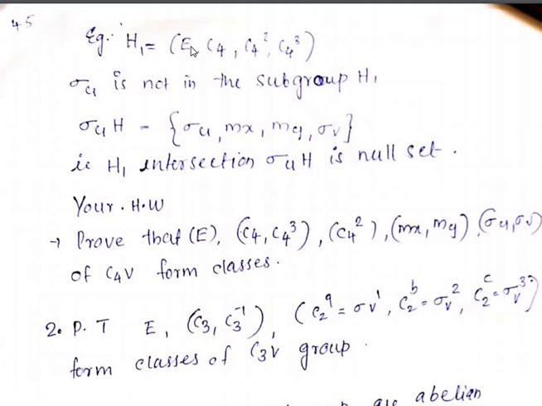When you multiply E with sigma u, you will get sigma u. Then you multiply with these elements, you will find that it is mx, my and sigma v. So you know this is a subgroup and it is a left coset. There is no common element in a subgroup and a coset. That is, H1 intersection sigma u H is a null set.